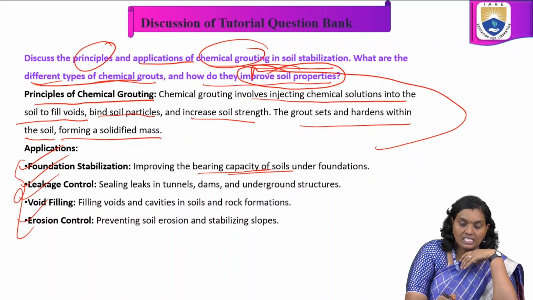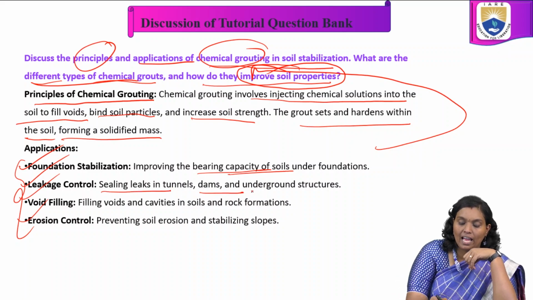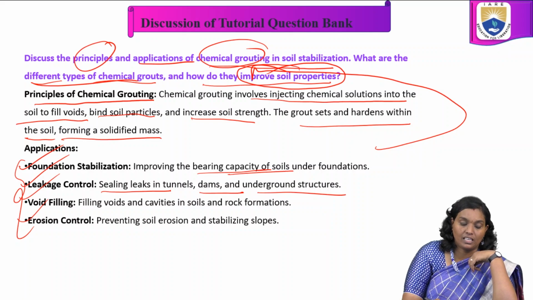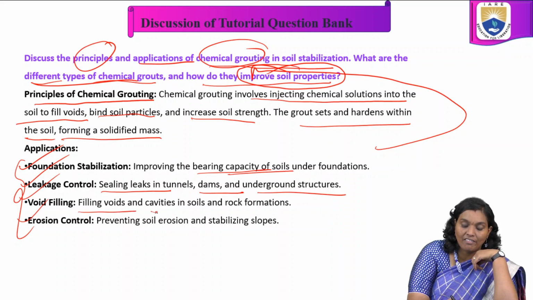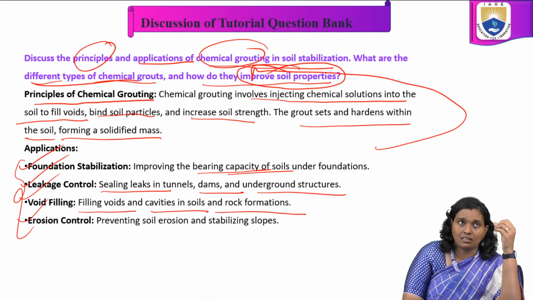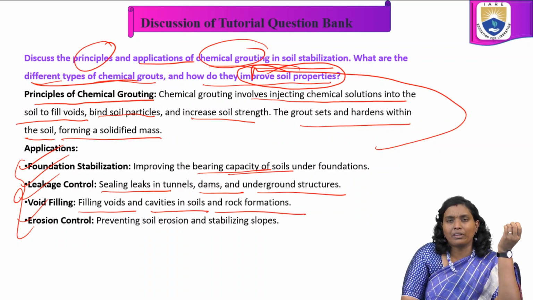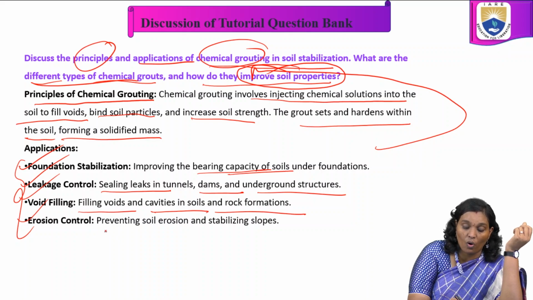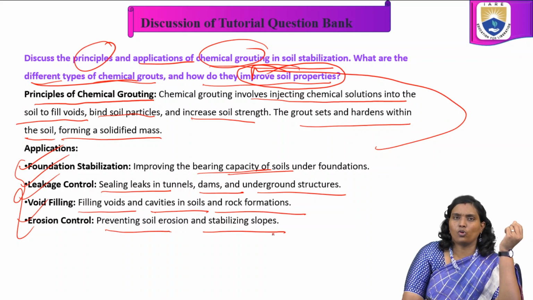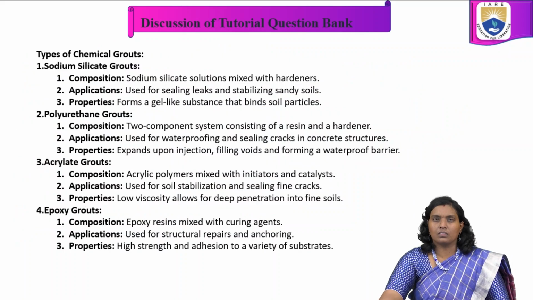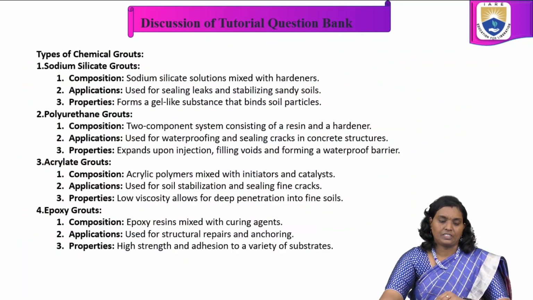Leakage control, sealing leaks in tunnels, dams and underground structures. And also void filling, filling voids and cavities in soil and rock formation. This is also one of the applications which we choose for this chemical grouting technique. Erosion control, it prevents soil erosion and stabilizes slopes. These are some of the applications which we choose for the chemical grout technique.